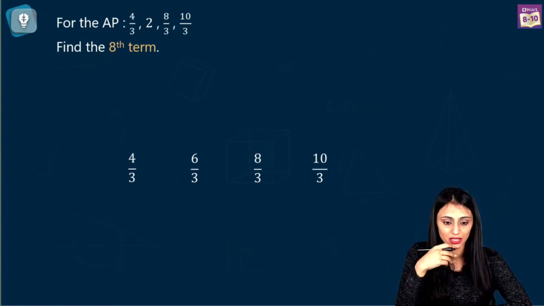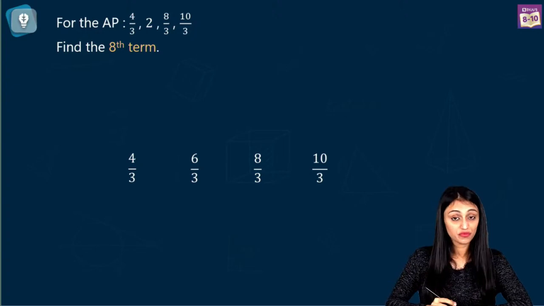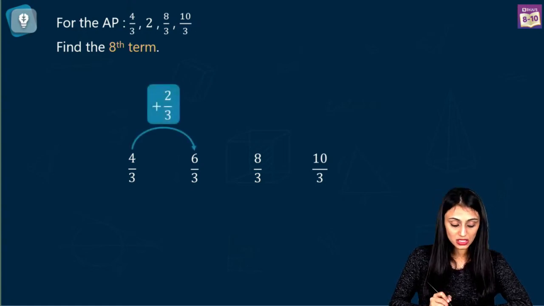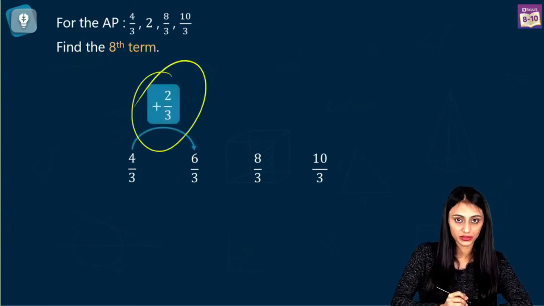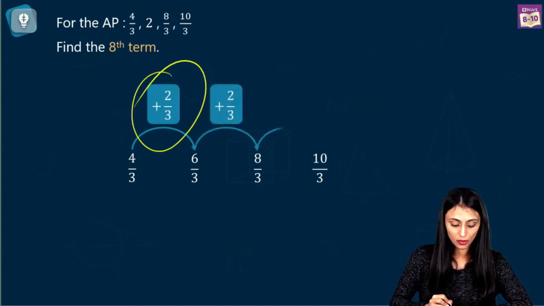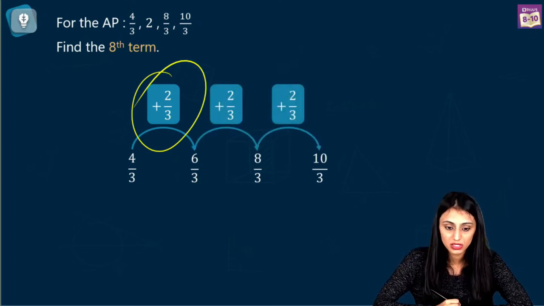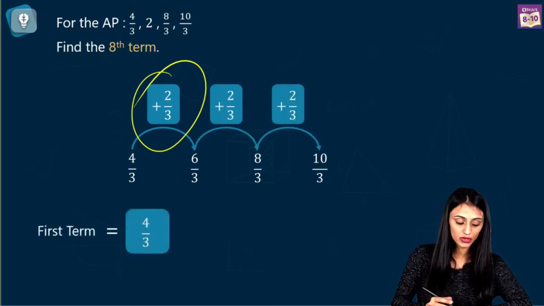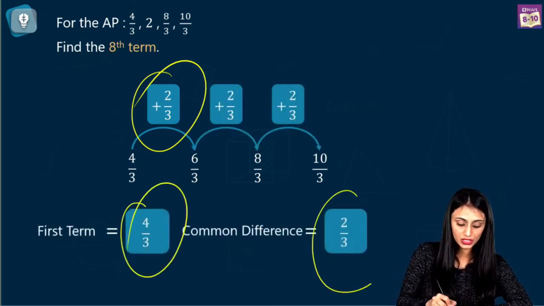Alright. Now, to find the 8th term, we know that we can use the formula of the general term of an AP, the nth term that we just saw. For that, I would require the common difference also, right? So, 6 by 3 minus 4 by 3, that's 2 by 3, right? Because if I add 2 by 3 to it, I'll get 6 by 3. Similarly, here also the common difference is the same. It's positive 2 by 3. First term over here is 4 by 3. Common difference is 2 by 3.